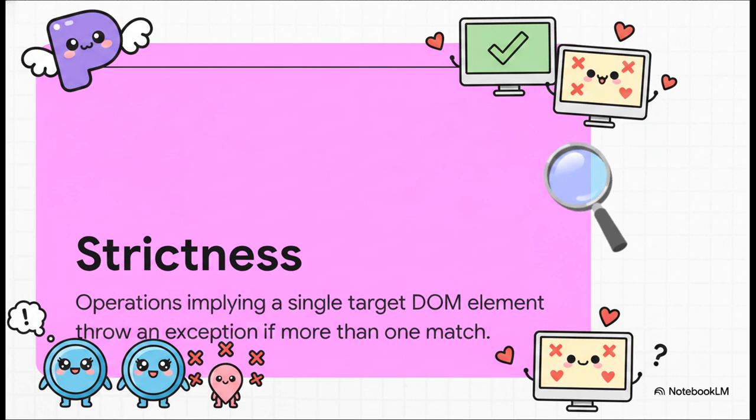So, the crucial point is this. Locators are strict. If you perform an operation on a locator that targets a single DOM element, and Playwright finds more than one matching element on the page, it will instantly throw a strictness violation exception. This is entirely by design. It stops your test dead in its tracks, rather than letting it accidentally click the wrong, hidden, or duplicate button.